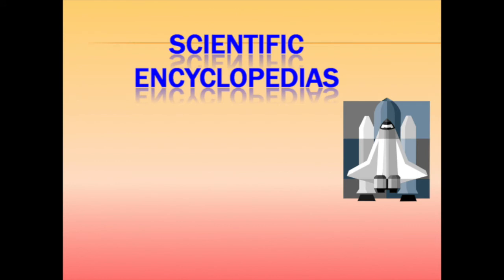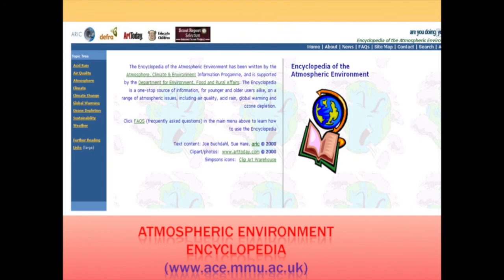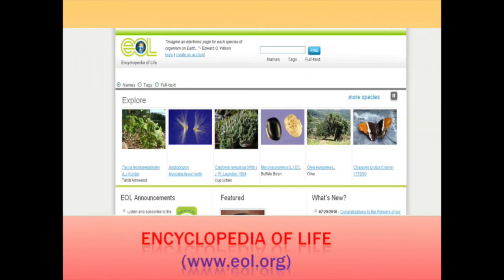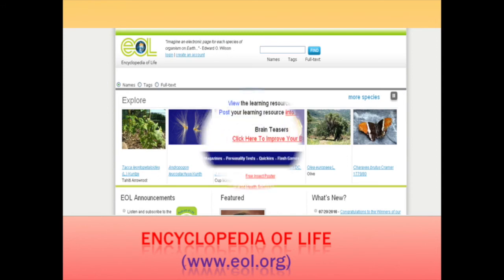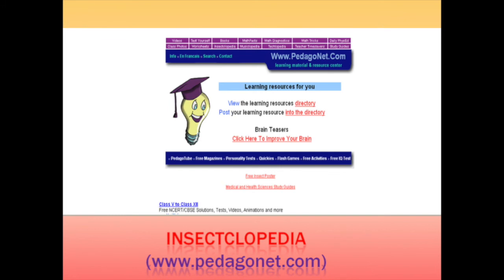Scientific Encyclopedias. Atmospheric Environment Encyclopedia. All aspects of weather and climate, from acid rain to global warming and air pollution, as well as more mundane aspects. Encyclopedia of Life. Comprehensive, collaborative, ever-growing, and personalized encyclopedia that provides all information about all life on Earth. Insectopedia, database of information about all aspects of the insect world.